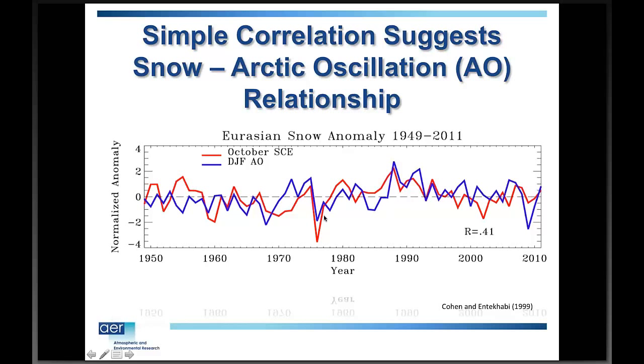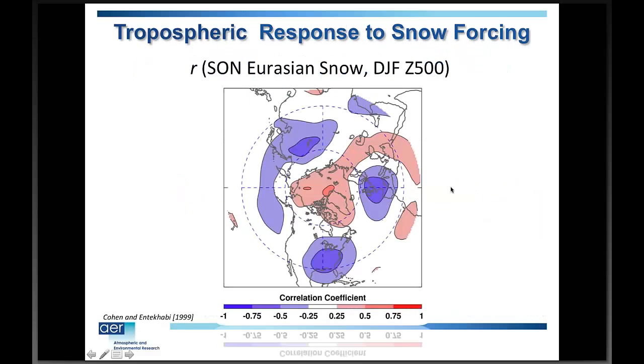And then you went from this period, starting the late 70s, maybe in the early 80s, to the late 80s, early 90s, where the snow cover decreased and the Arctic oscillation increased, so they went similarly. And then since then, the snow cover has been increasing in general, and the Arctic oscillation has also been going more negative. So that's just this relationship with the time series.